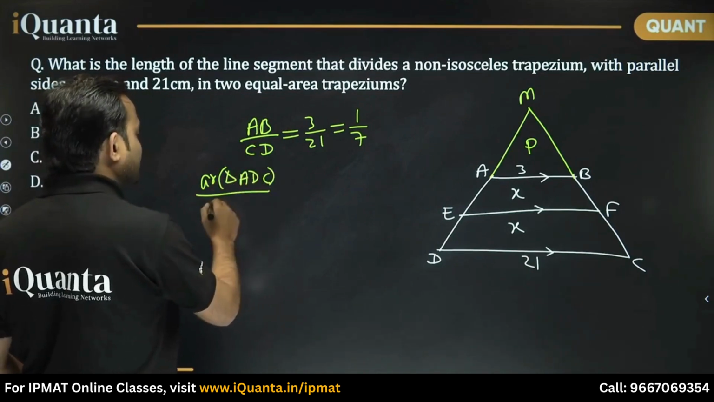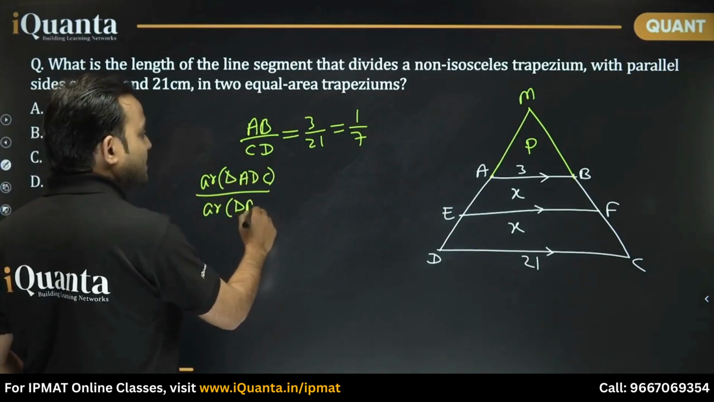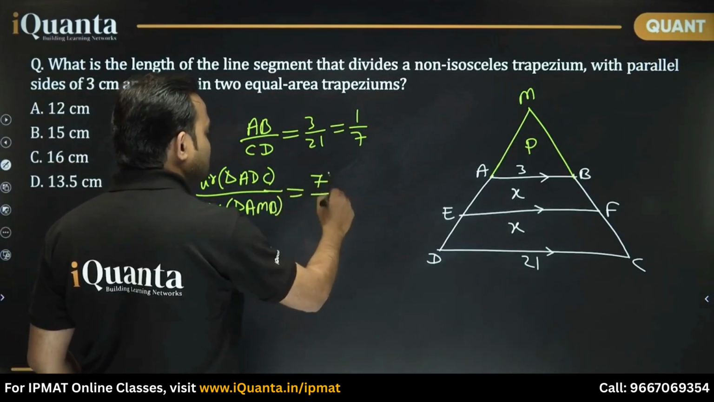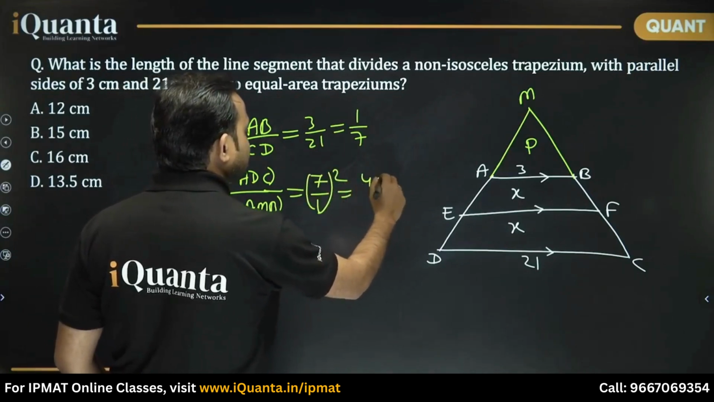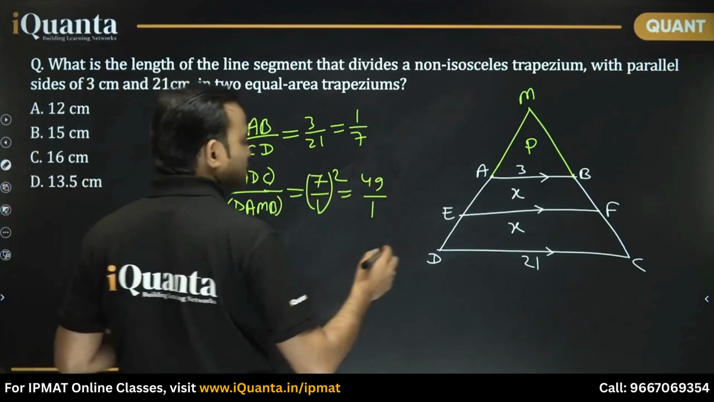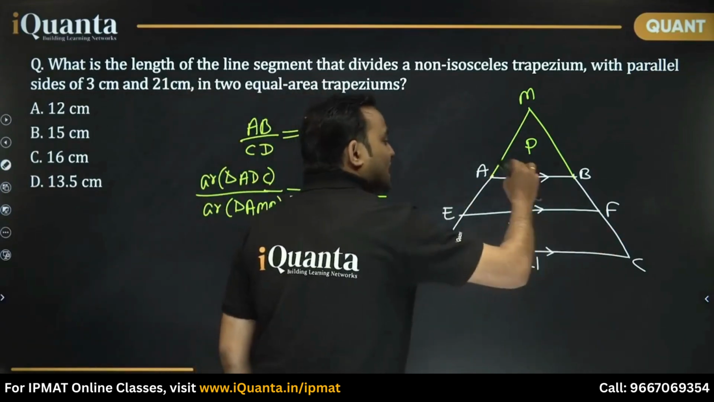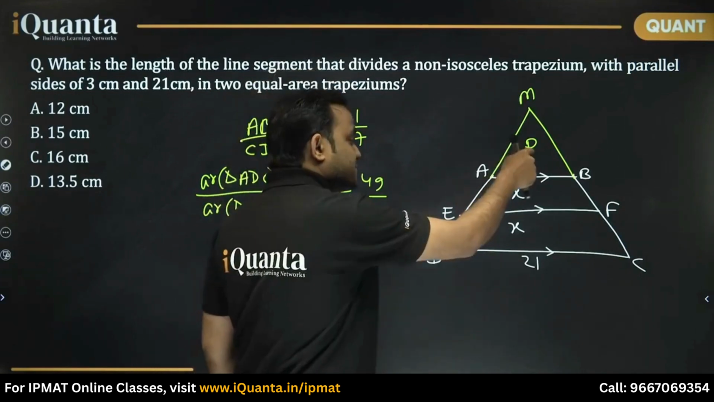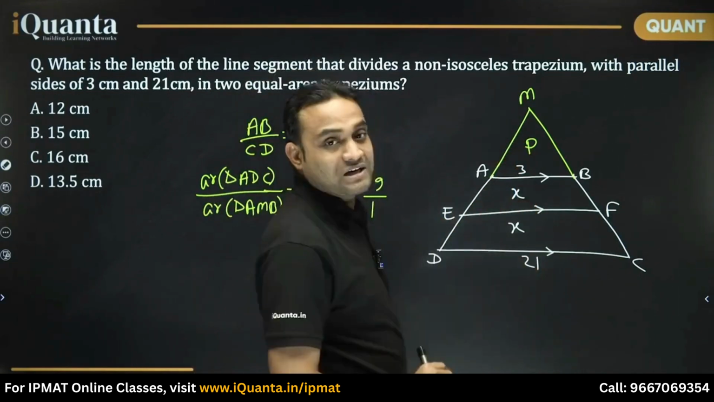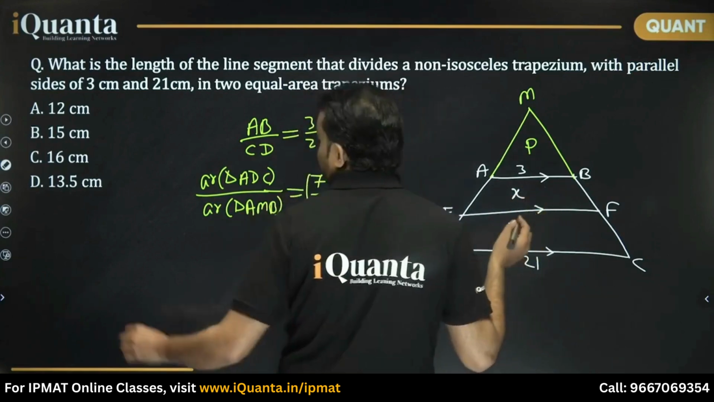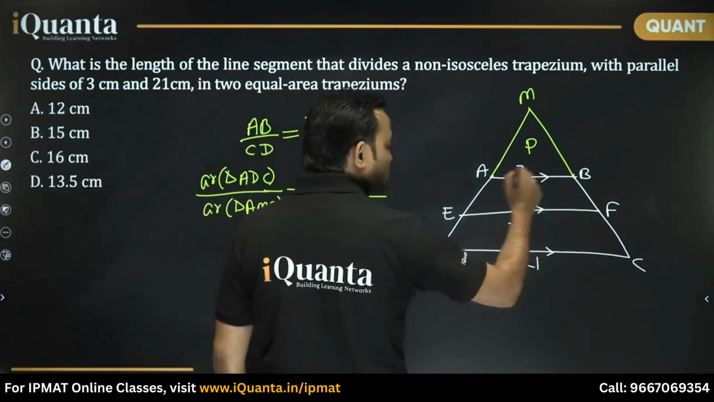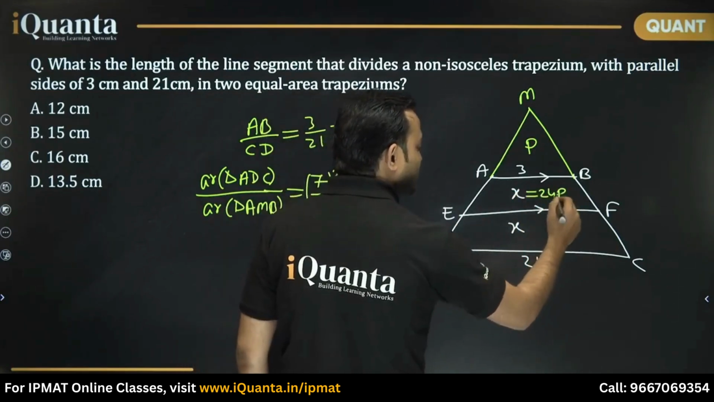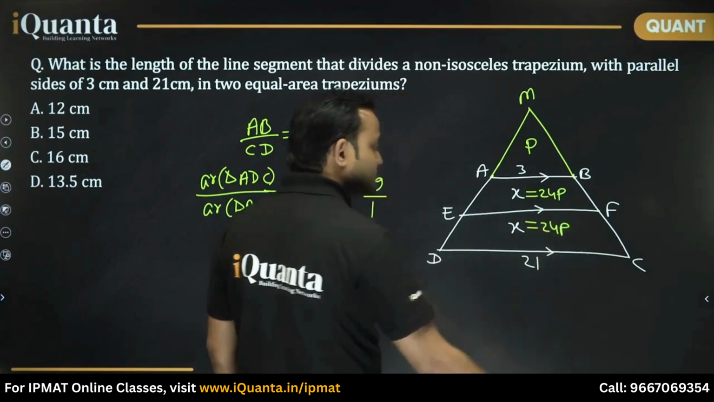Area of triangle DMC divided by area of triangle AMB will be the square of the corresponding side ratio, which is 49 upon 1. So can we say the area of this whole triangle will be 49P. This is P. The area of this quadrilateral and this quadrilateral is equal. Can we say that the overall area of quadrilateral ABCD will be 48P. So x will be 24P. This will also be 24P.